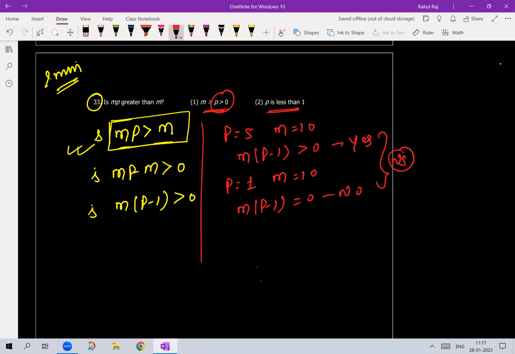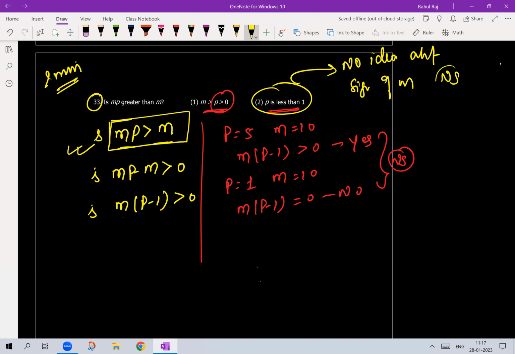Any problem, anyone? Option number 2 says what? P is less than 1. Now here I can 100% say I have no idea about M, no idea about the sign of M. So not sufficient, because you can take P as any value. P less than 1, you take any value, doesn't matter at all. But the question is: is M into P minus 1? Now you take P negative, I'll take M also negative. You take P negative, I'll take M positive. So I can 100% create a yes and no situation.